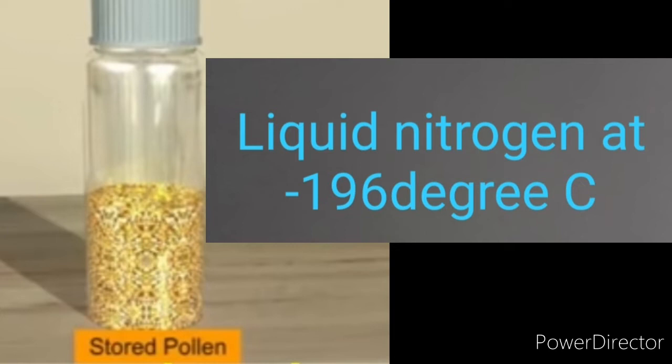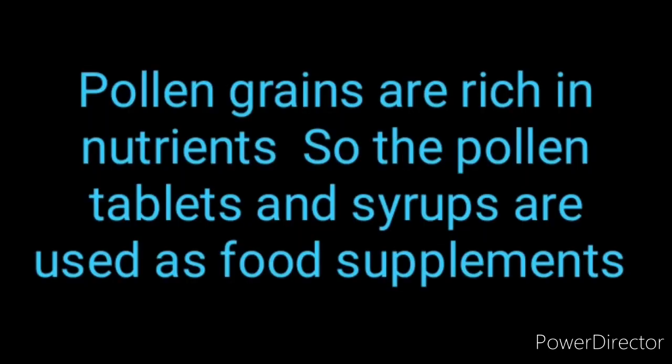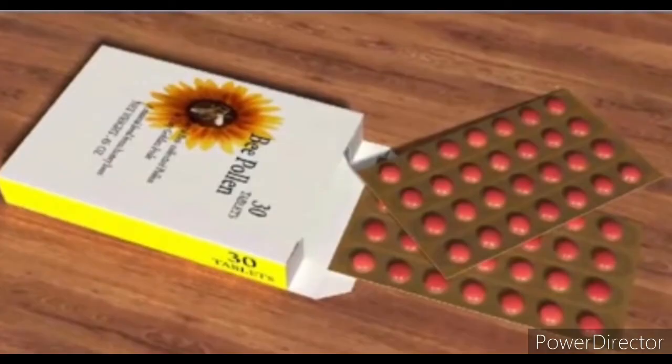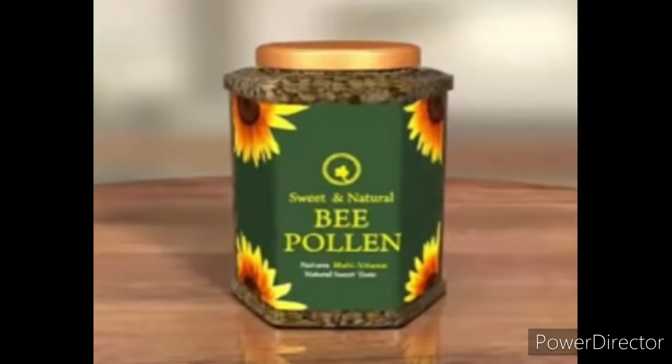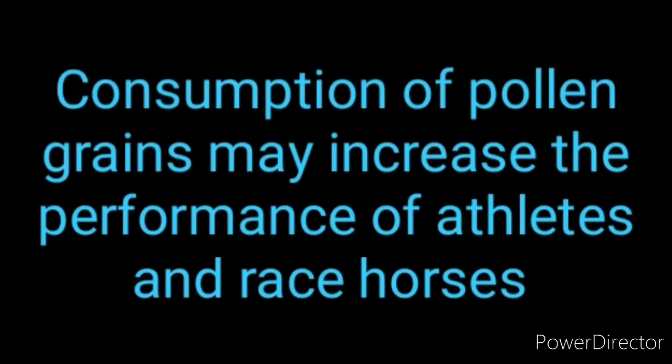Okay, now we can discuss the importance of the pollen grains. Pollen grains are rich in nutrients. Because of that, they are used for making pollen tablets and syrups present in the supermarket, and also used as food supplements. Again, pollen grains may increase the performance of athletes and race horses. Because they contain more nutrients, they are used for athletes.